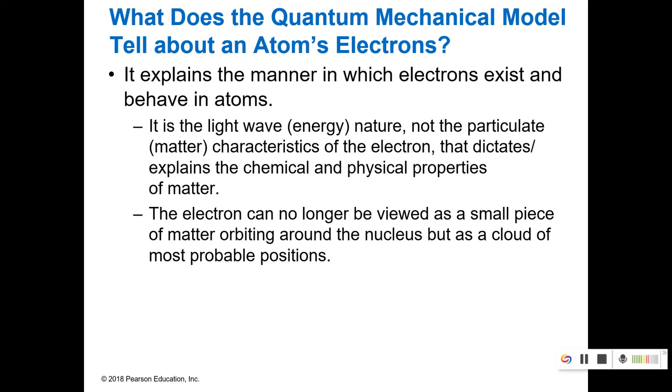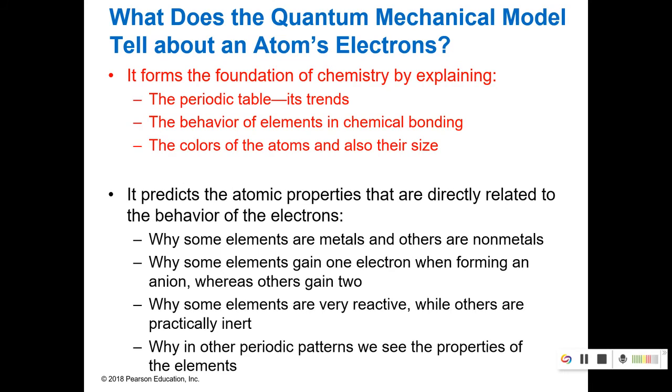So the quantum mechanical model is going to tell us how electrons exist and how they behave in atoms. And we will be talking about them behaving as waves and particles, light specifically. Okay, so the quantum mechanical model is going to form the foundation of chemistry, and it's going to explain the periodic table and its trends, the behavior of elements in chemical bonding, and the color of atoms, but also their size. Okay, and this is directly related to other behaviors of electrons, like how elements are metals and nonmetals, and reactivities.